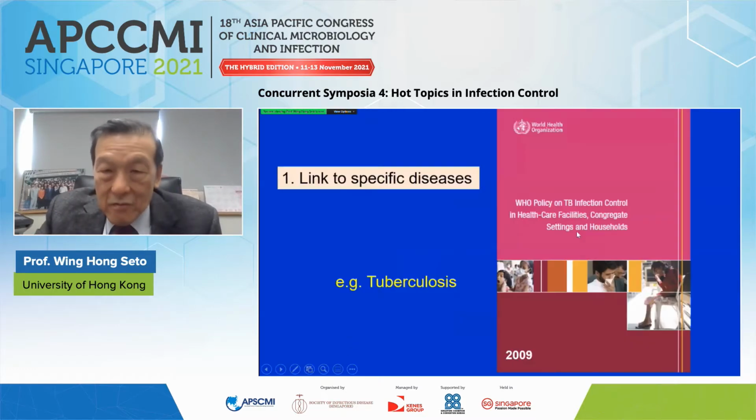And it says here, WHO policy on TB infection control in healthcare facilities. So here you are. It's linked to specific diseases and is really focused on hospitals, healthcare centers. So one way is linked to specific diseases. And if you are involved in certain specific diseases and want to do infection control, often WHO will have some kind of committee around and you can source it and see if you can get involved.